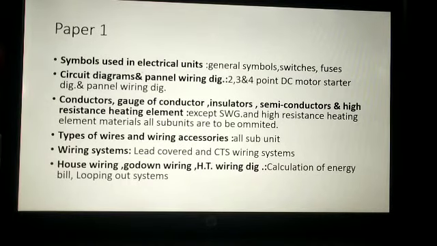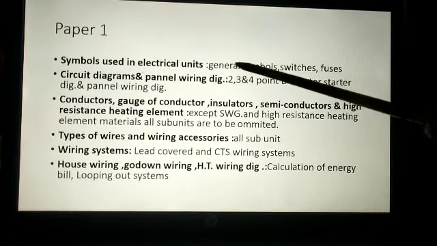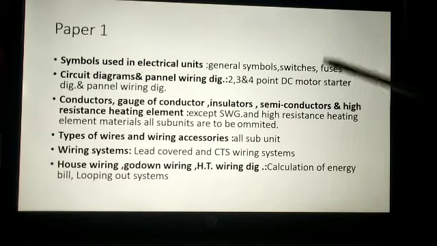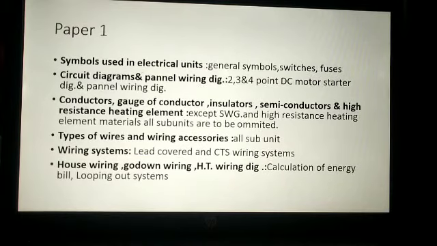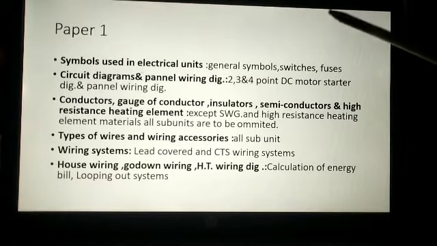General symbols, they have reduced that, positive, negative, switches and fuses. So these 3 are removed. Switches and fuses symbols, they are removed. So just take note of that. Don't do those symbols, do the other symbols. A, B and C parts of that chapter are removed.